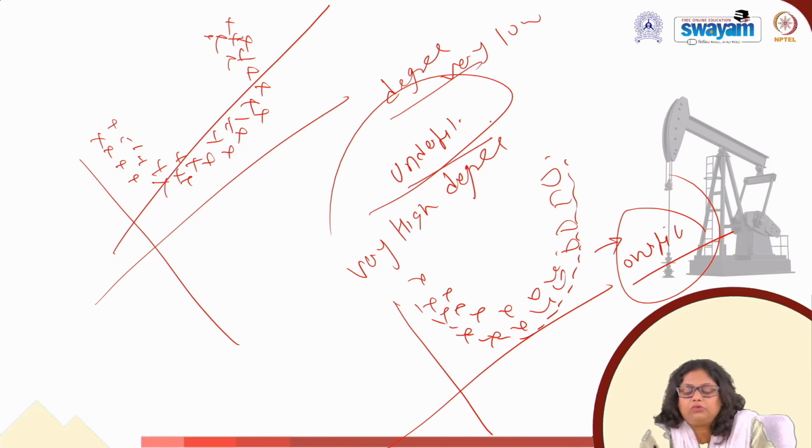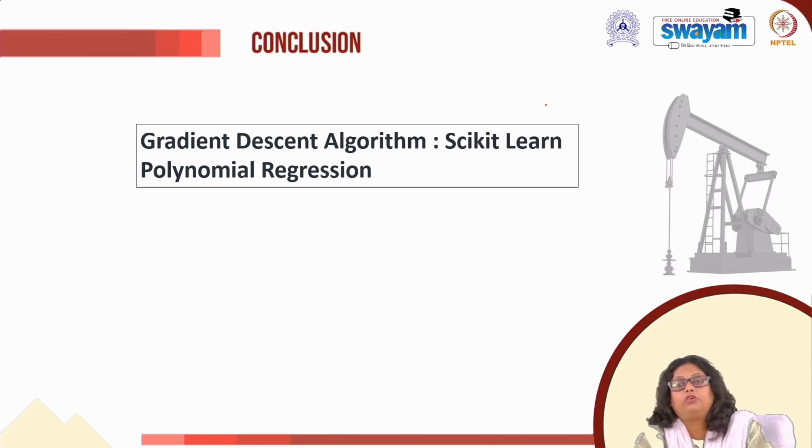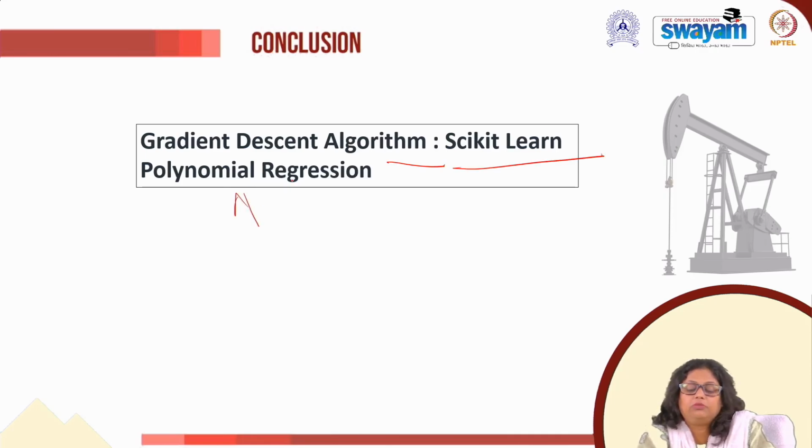So this is the intro part of polynomial regression. This is all for today. Today we discussed the gradient descent algorithm using scikit-learn, and then we talked about how polynomial regression works.